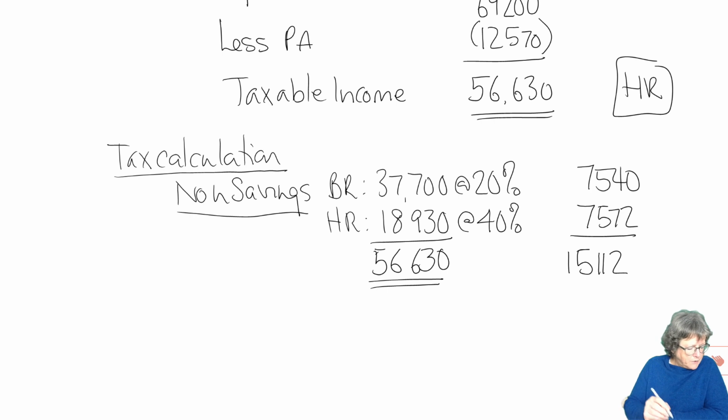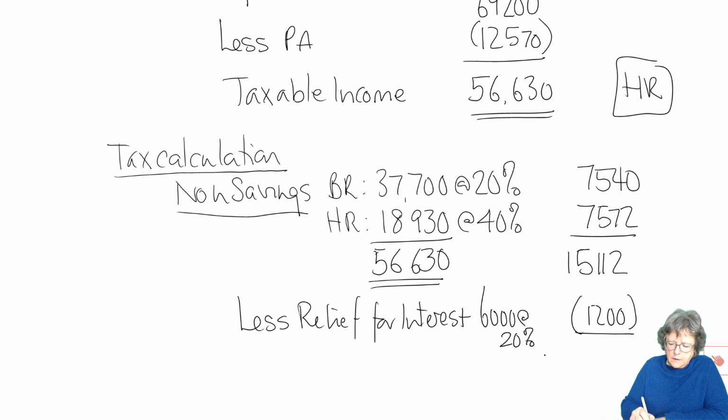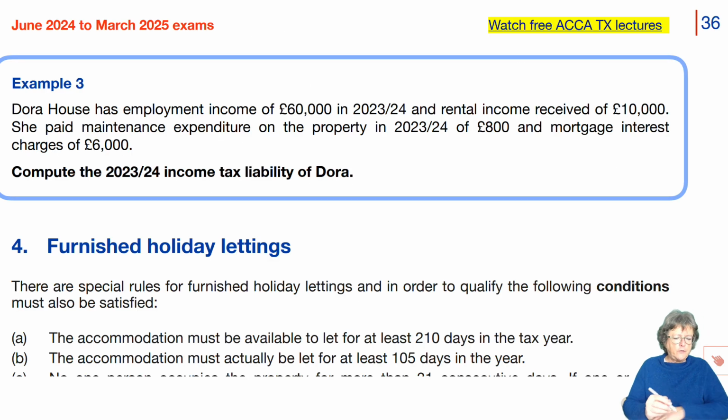However, back to the question, less relief for interest. Always keep going back to the question to check that you haven't missed anything. 6,000 at 20%. She's getting tax relief for that there, giving a tax payable of 13,912. Excellent. Let's go back to where we're at then. Okay, furnished lettings.